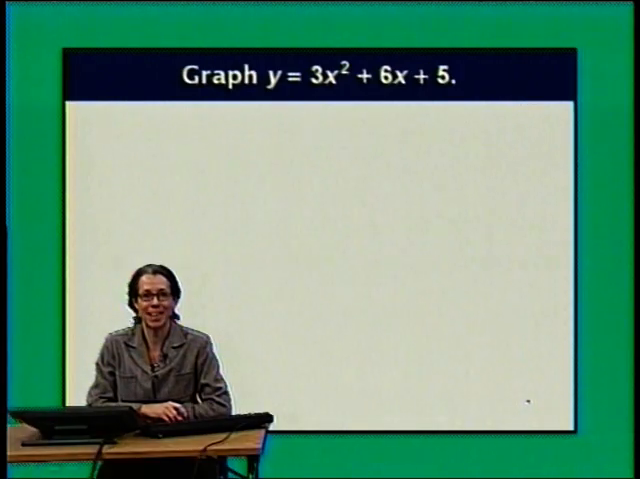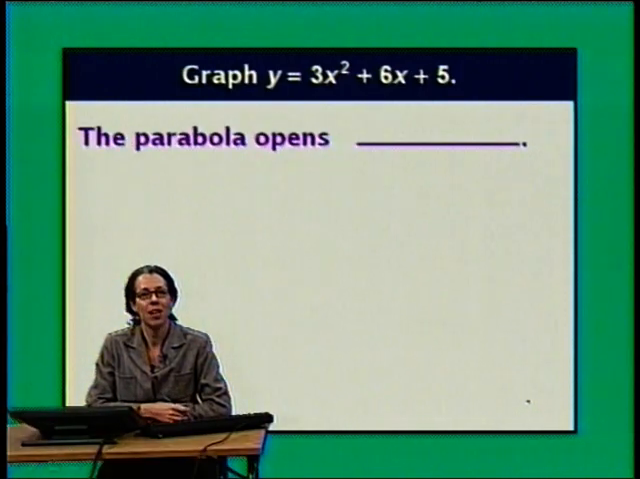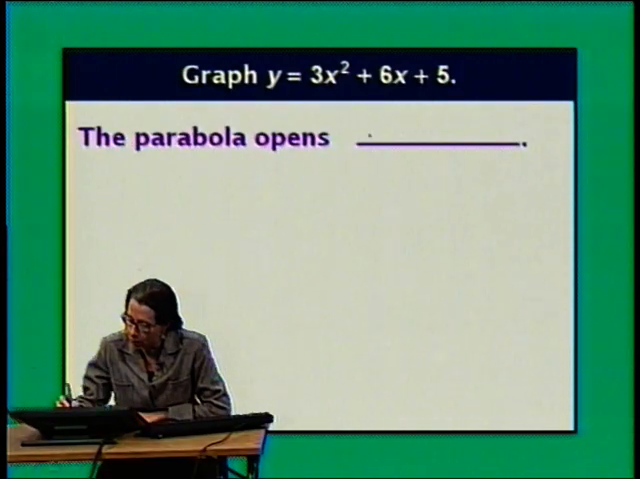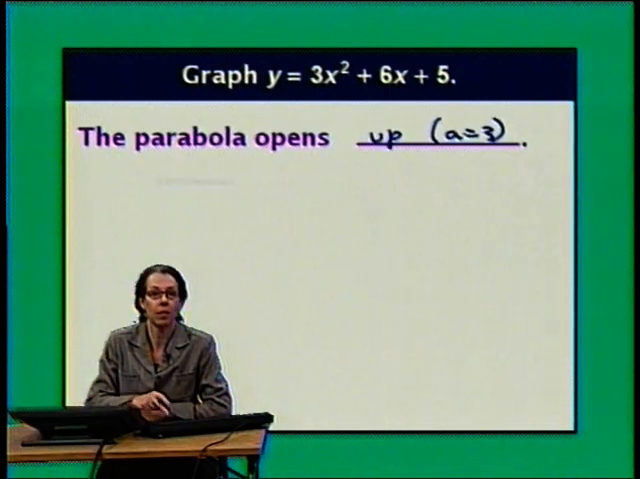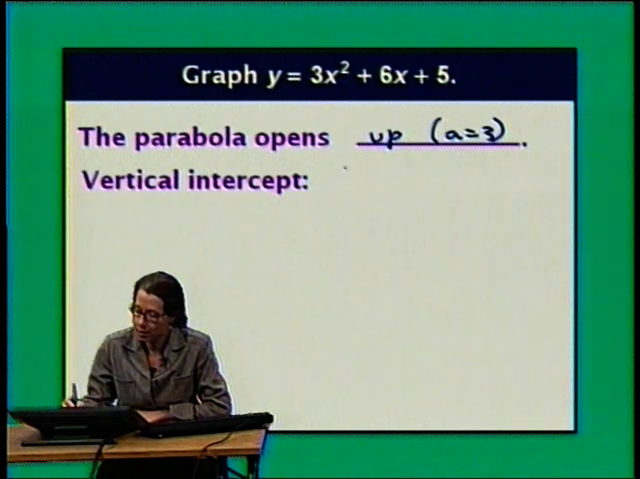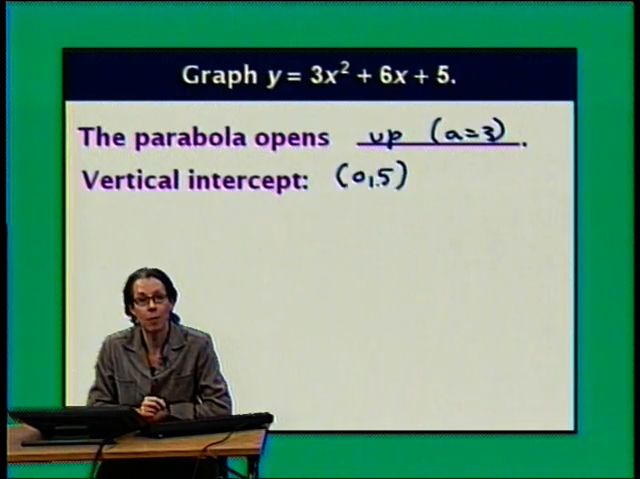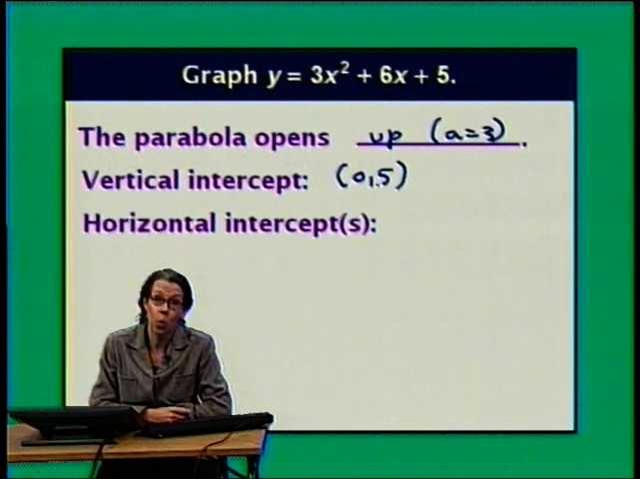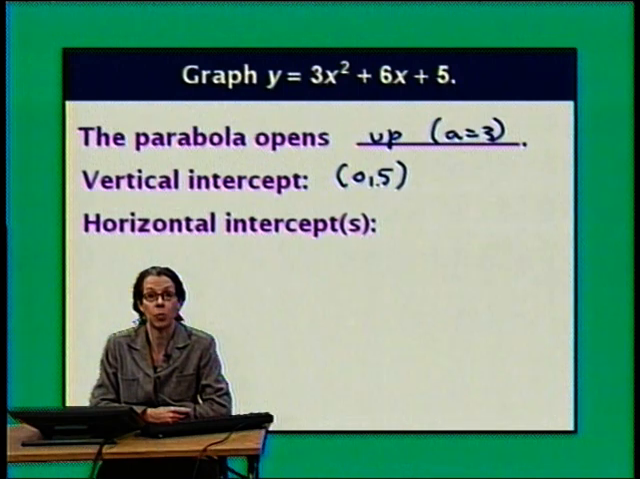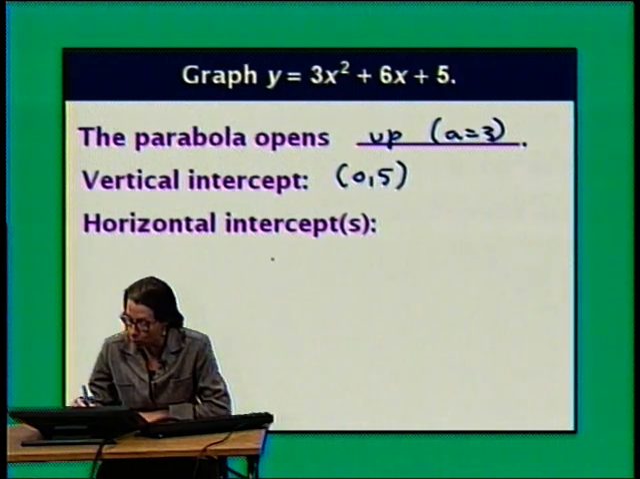Let's do another example. In this case, the parabola opens up. A is 3. The vertical intercept, that's easy. This is the ordered pair 0, 5. You need to remember that it's easy to find the vertical intercept, but we have to work for the horizontal intercepts because we have to solve a quadratic equation.